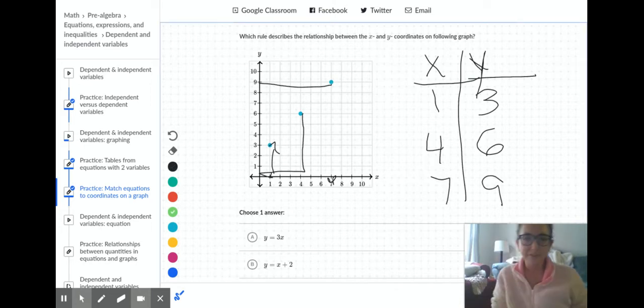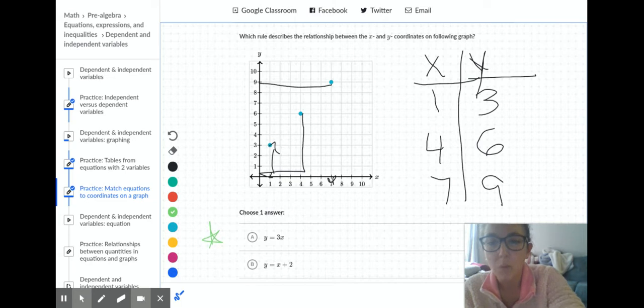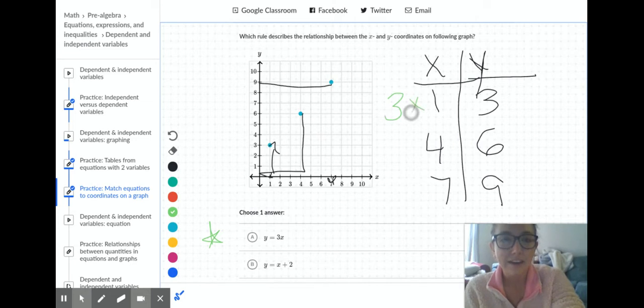So since they gave us 2 equations to test, I'm going to try applying both rules to my x values. So in my first equation, I know y equals 3 times x. So I'm just going to multiply my x values by 3 and see if I get my y's.